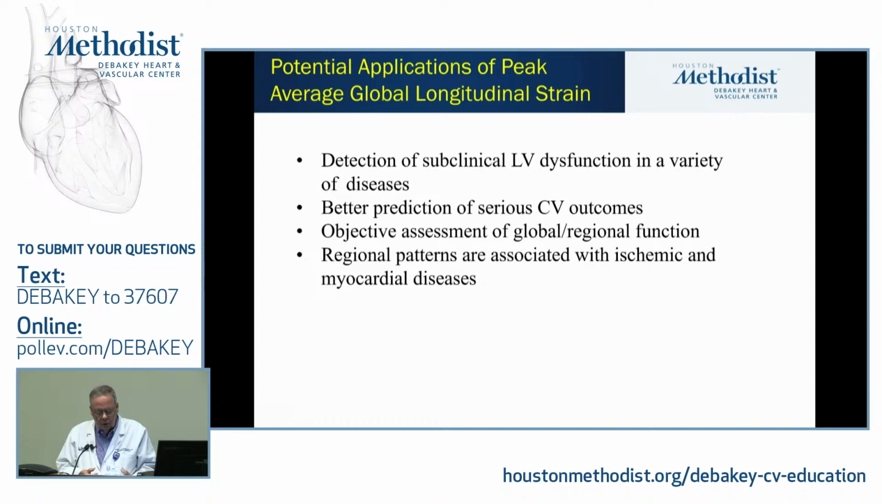Clearly the data shows that longitudinal strain can be a good predictor of serious cardiovascular outcomes and can be better than ejection fraction. It gives us a number, an objective finding, both for global and regional. And then there are some regional patterns that can be associated with either ischemic disease or different types of myocardial diseases.